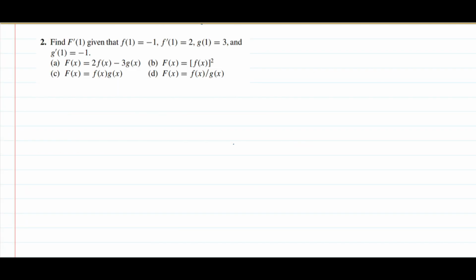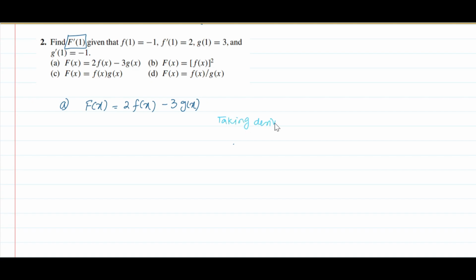This is an example. Sometimes we are given a question like this. So how could we solve it if we have to find the derivative of a function at some value and no function is given? All we have to do is plug in the value after taking the derivative. In the first part, f of x is equal to 2f of x minus 3g of x. All we have to do is find f dash of 1. So first we have to take the derivative. It's obvious. So let's take the derivative.